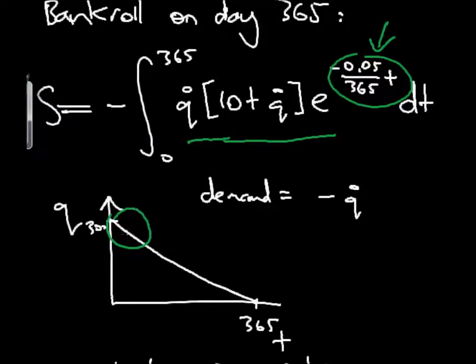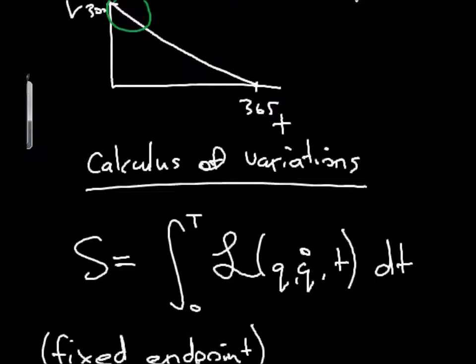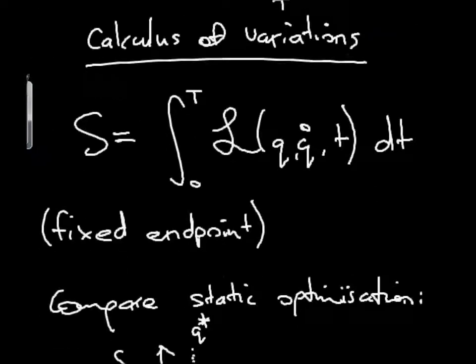This type of problem is called calculus of variations. A functional is a mathematical object that forms a number from a function, q. Here, S forms a number out of q by integrating from 0 to T this curly L, which depends on q and q dot, and possibly time as well. So how can I maximize or minimize S? By choosing the best possible q(t).